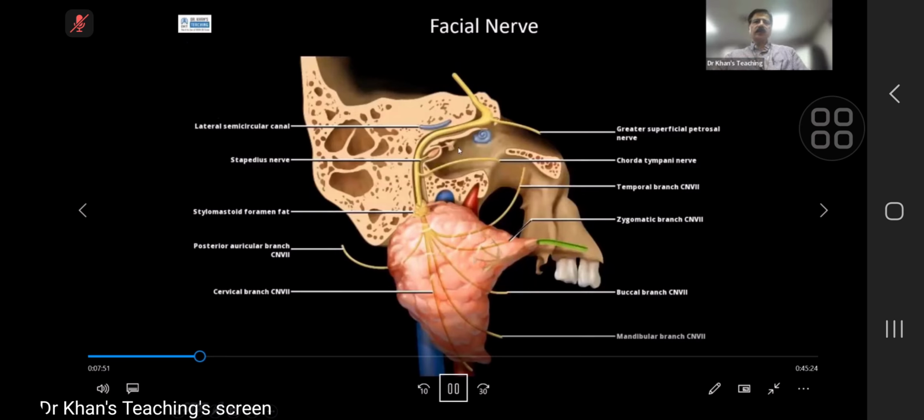Now, just a repetition of what we have already learned. This is the labyrinthine portion, geniculate ganglion, greater superficial petrosal nerve, tympanic portion, and the descending or mastoid portion. And you can see how it goes into the parotid gland and then gives the terminal branches.